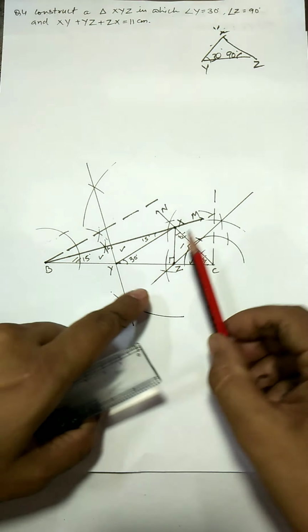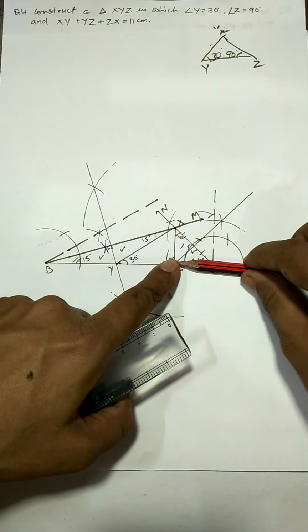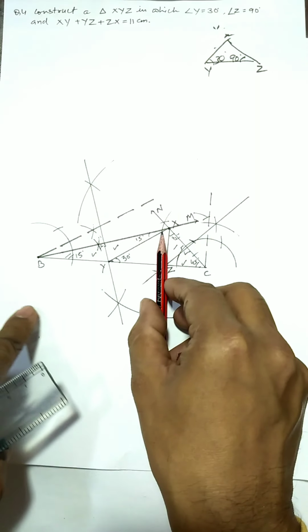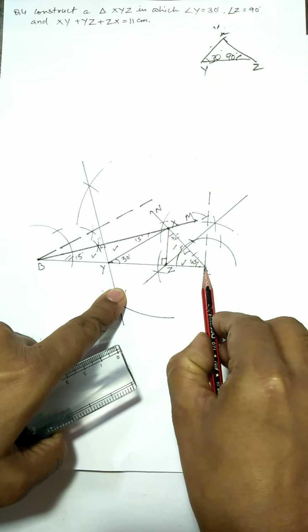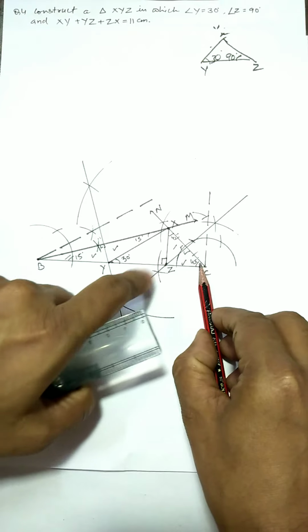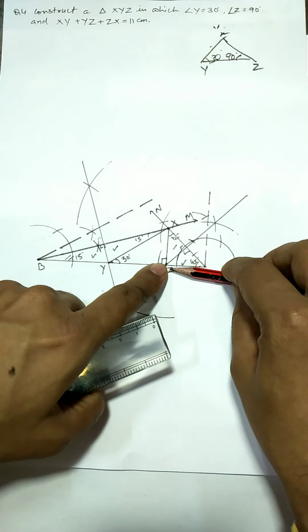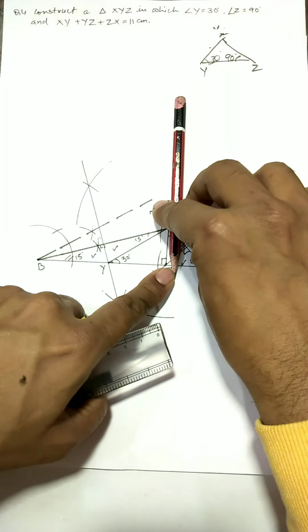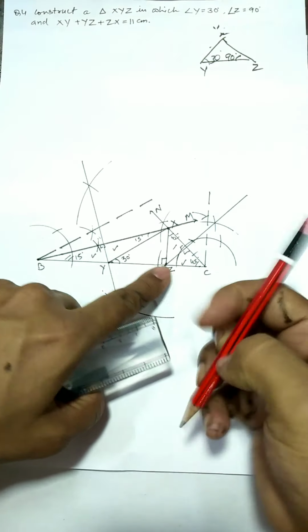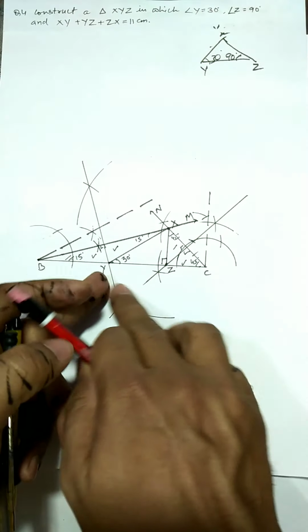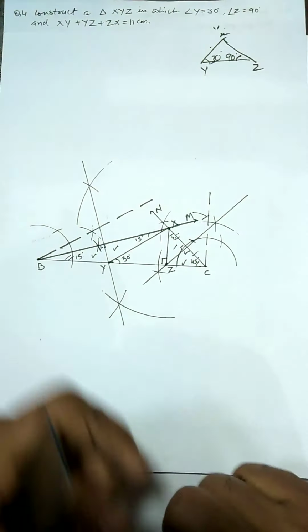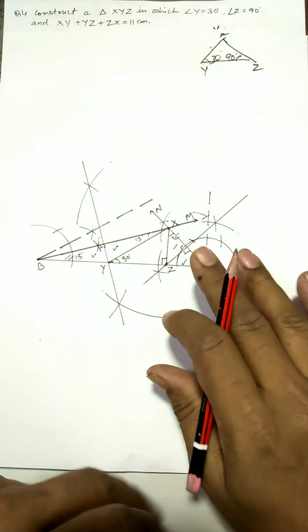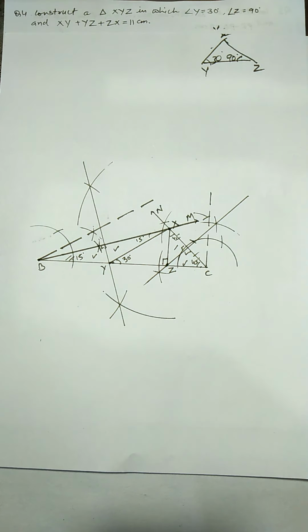Similarly, this side and this side are equal because of CPCT, ZC is equal to XZ. So if you again fold it like this, it will move to this. So these two foldings from this point Y and Z will give you this point as X. So that's why this is your required triangle XYZ.